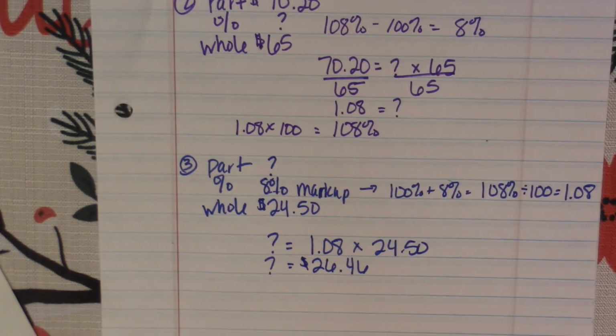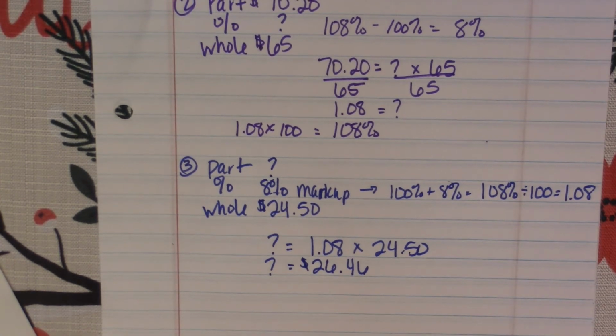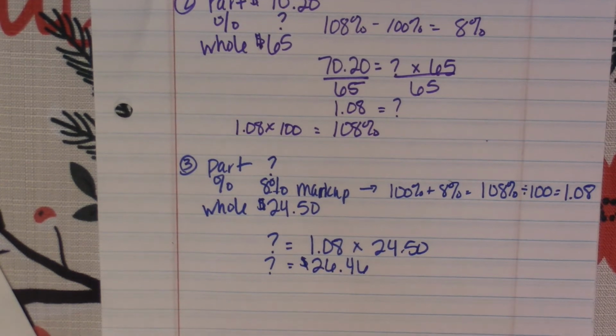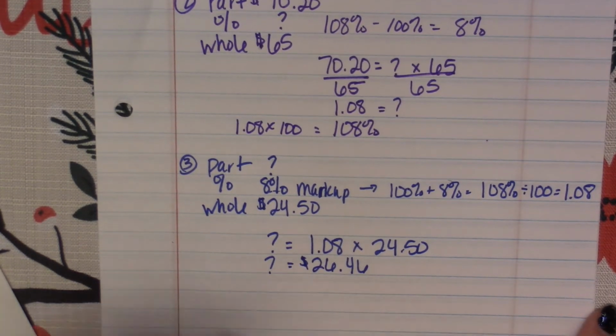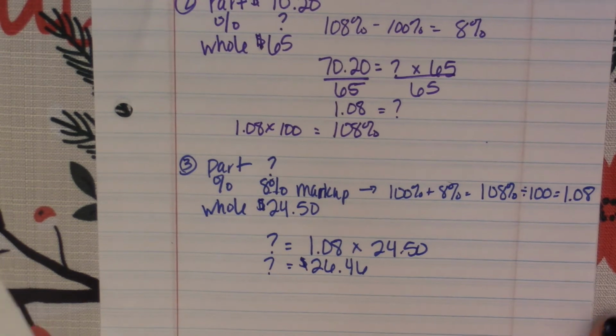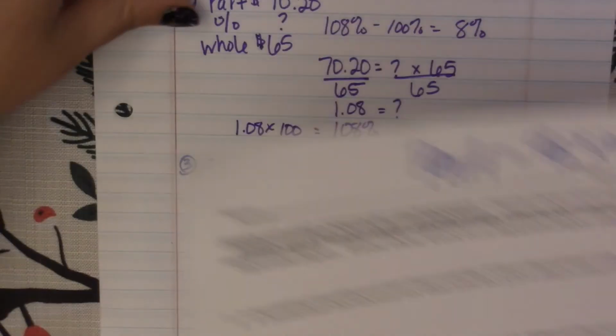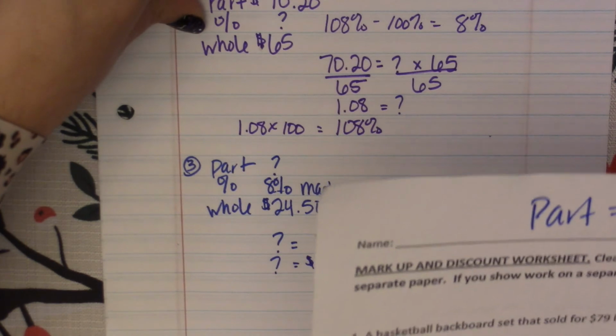All right, teachers, at this point, if you would pause the video and give your students time to work through questions 4, 5, and 6, and then resume the video and we'll go over those answers. All right, let's go over questions 4, 5, and 6. Let's get a new piece of paper.